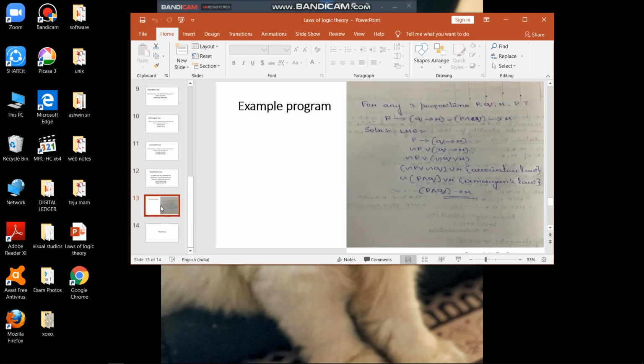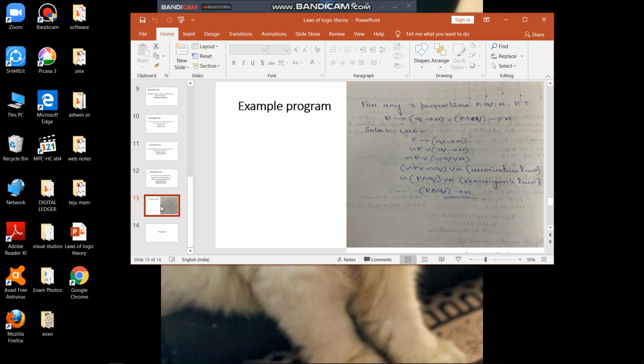And here is a simple example program of this property. For example, three propositions P, Q and R. Prove that if P implies R and Q implies R, then it is equivalent to (P and Q) implies R. Solution: P implies Q and Q implies R. Negation P or R is also implies Q implies R. Negation P is also negation Q or R.